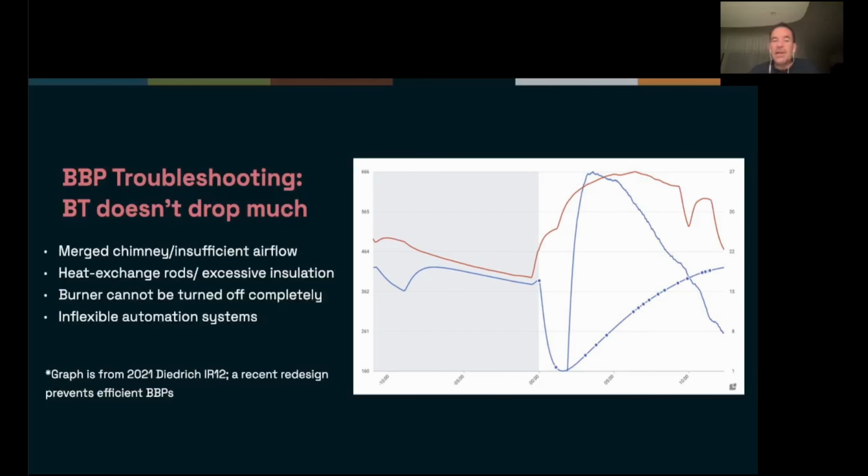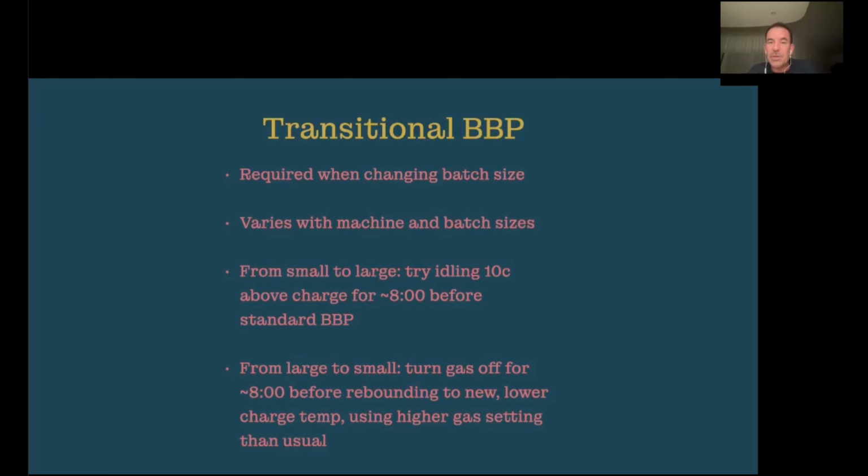And then there's occasionally a machine that has some automation or control system that doesn't let you control the machine as you wish when it's empty. So for example, the Loring, like I said, you can't idle, you can't just turn the gas off completely. You have to choose a minimum and maximum return air temperature and manage the machine that way during the between batch protocol, which we'll talk about, the Loring BBP, shortly.